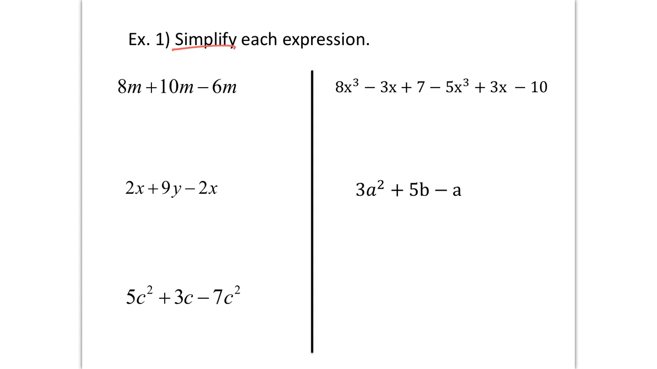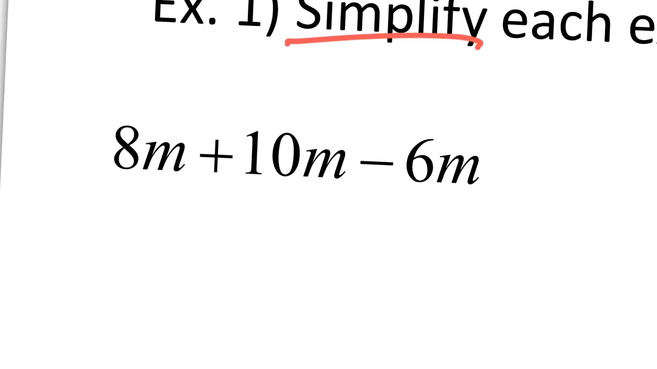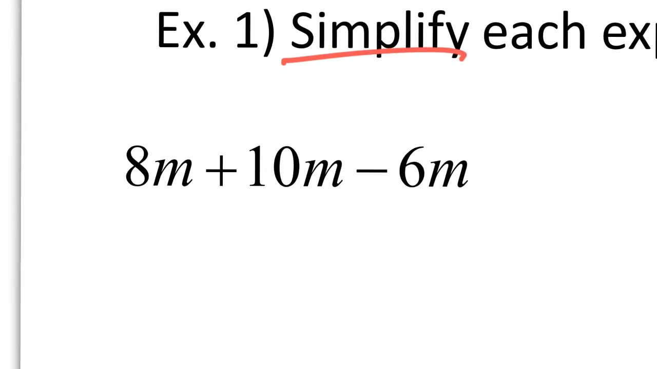Looking at the first one right here, and let me zoom in, we have 8m plus 10m minus 6, so minus 6m. First of all, I want you to look at every coefficient, the number with the variable.